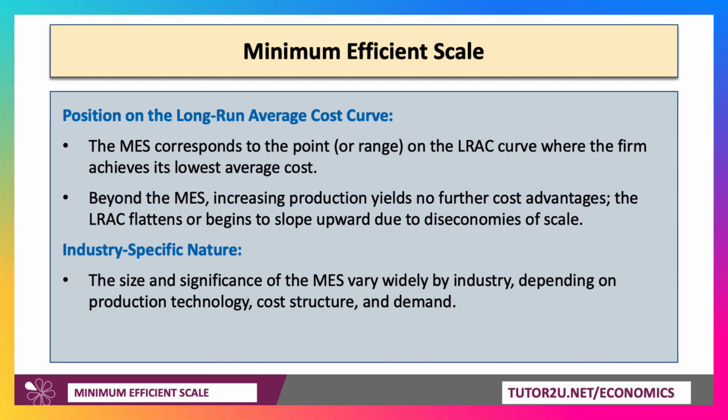Now, a really important point coming up here. The size and significance of minimum efficient scale does vary quite a lot by industry. And that depends on things like production technologies, depends on the ratio of fixed to variable costs, so-called cost structure, and crucially, it depends on how big is the industry demand.